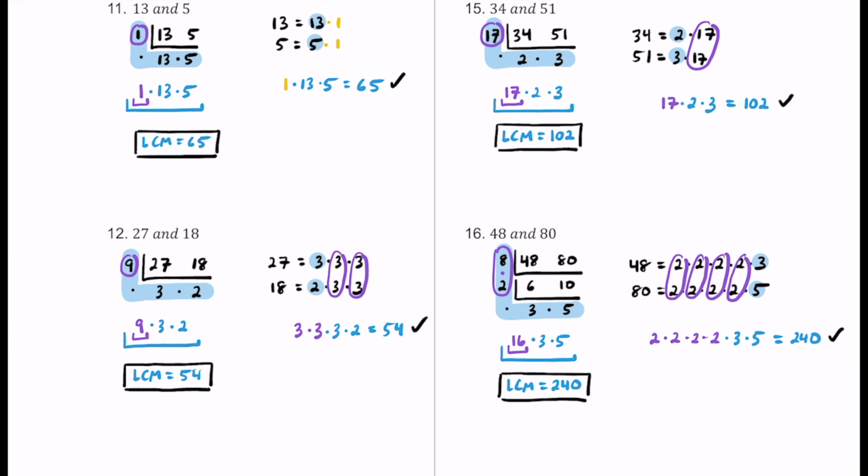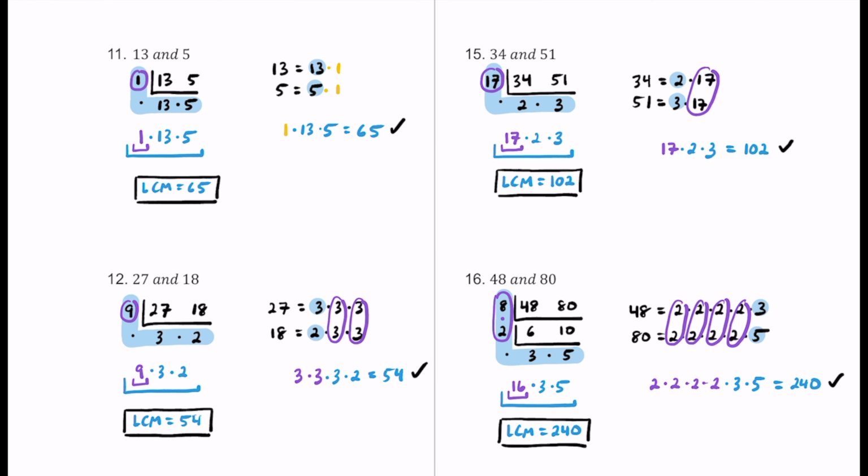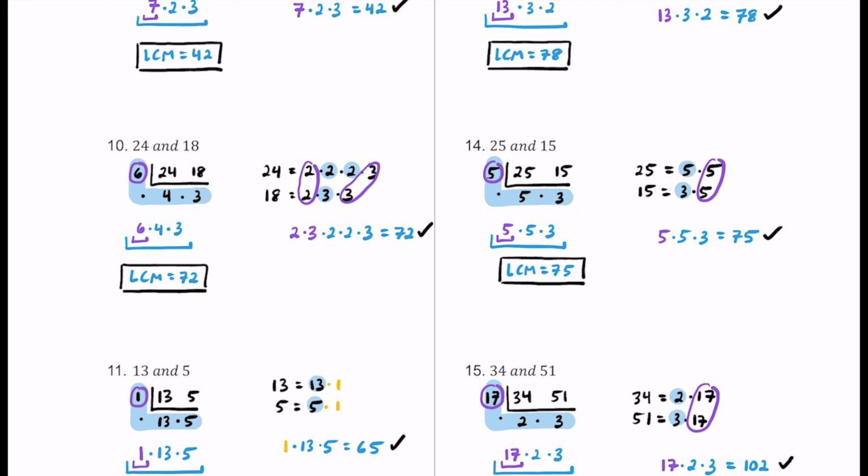So 27 times 2 is 54. 18 times 3 is also 54. So you can write it this way as well and think about the LCM in this other way as well. So this is 102. So if that's easier to multiply to get this 102, then go for it. This is also 102, but I think 51 times 2 is easier. 13 times 5 is the same thing as 5 times 13. Hopefully that makes sense. Just kind of showing you a few different ones here.